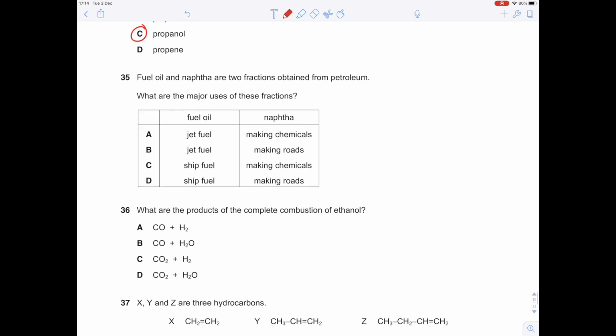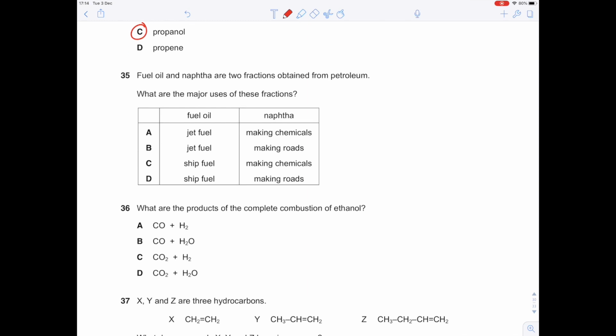34C. Fuel oil and naphtha, 2 fractions obtained from petroleum. What are major uses of these fractions? Now, fuel oil, you've just got to learn this, it's a ship fuel. So either C or D is the right answer. Naphtha is used to make chemicals, so the answer here is C.